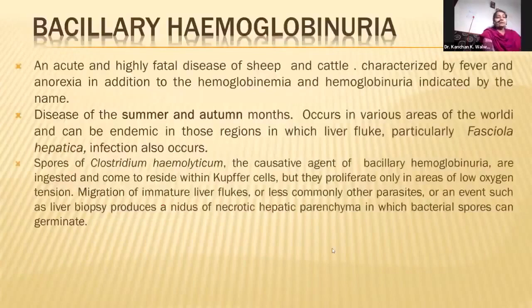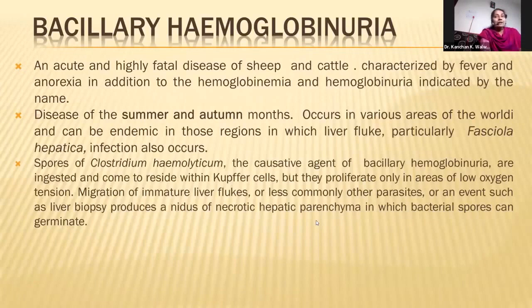Bacillary hemoglobinuria. It can be defined as an acute fatal disease of sheep and cattle. So goat are also affected, but sheep is more afflicted with this. And it is characterized by hemoglobinemia and hemoglobinuria, as indicated by the name, bacillary hemoglobinuria. So hemoglobinuria has to be there. So this is a disease of sheep and goat and cattle.